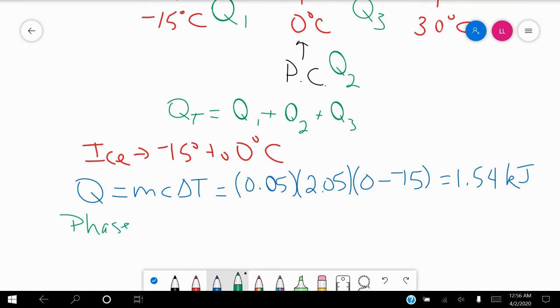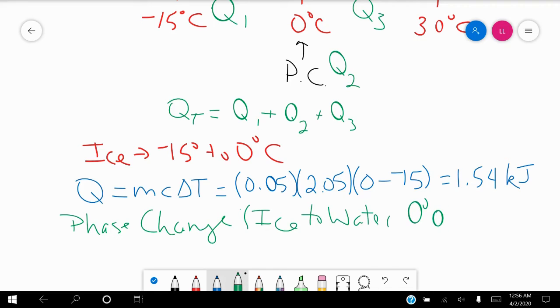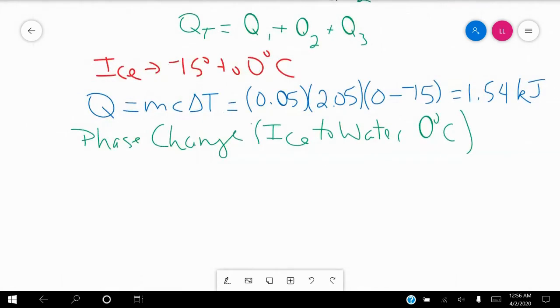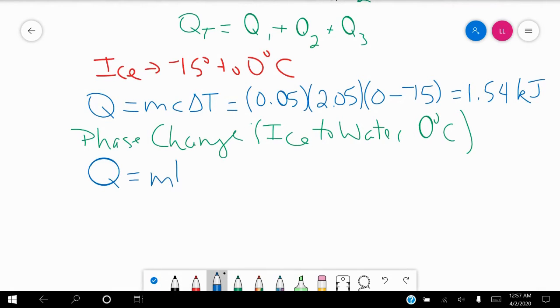Now we're going to do the phase change. So we have the phase change, right? So it's from ice to water. And this happens at 0 degrees Celsius. So remember, the melting point or the freezing point of water is 0 degrees. And so now we're going to use our Q equals ML. And this happens to be the latent heat of fusion, so L sub F.